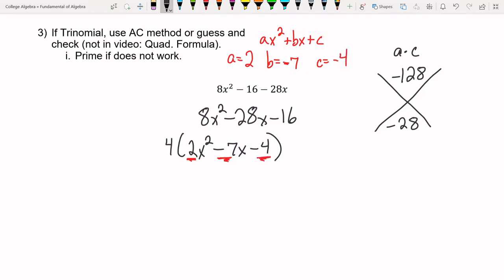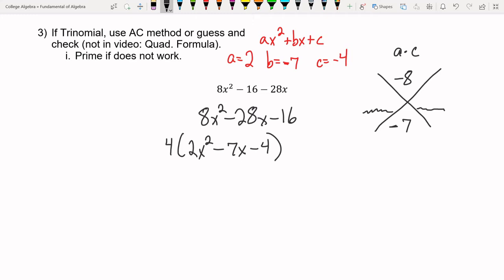You don't really ever include the variables in this. Yeah, I guess you could, but it makes it a little bit more confusing. Now a times c becomes 2 times -4, which is -8, and b becomes -7. And these numbers are a lot smaller, which is going to make this a lot easier to work with. That's the importance of taking out the GCF, that the numbers become a lot easier to work with. Now what we're looking for is two numbers that go here and here that multiply to give the top and add to give the bottom. So multiply to get -8, add to get -7.